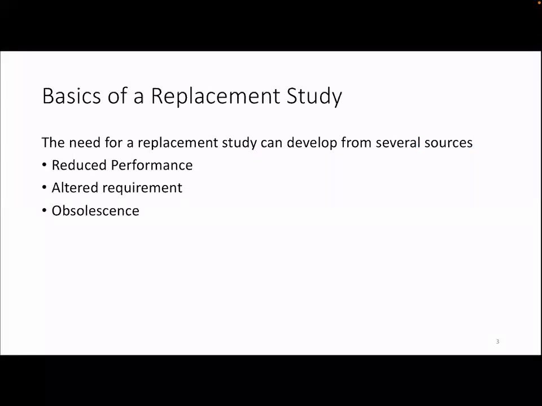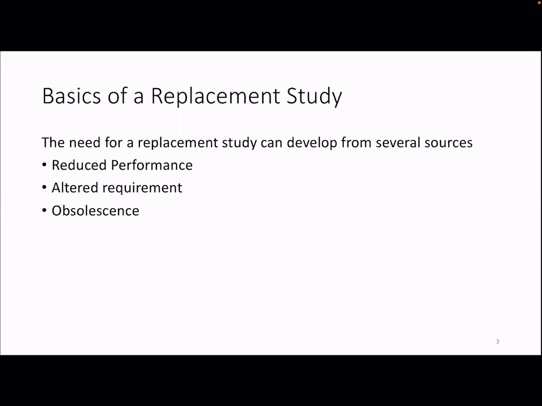The first reason is reduced performance. You have a machine, and this machine has a very bad performance. It is depreciated with time, so you need to think whether to keep it or replace it.